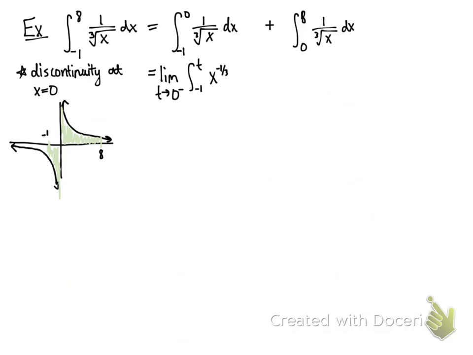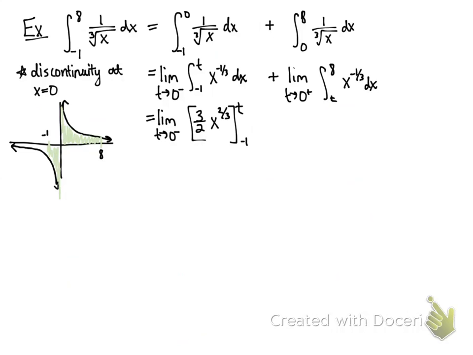Okay, that first integral, from -1 up to the discontinuity, we write that as the integral from -1 to t, and then let t approach 0 from the left. The second integral from 0 to 8, we have to do the integral from t to 8 and let t approach 0 from the right. So if the discontinuity x equals 0 is at the top of your integral sign, t approaches it from the left. If the discontinuity x equals 0 is at the bottom of your integral sign, t approaches it from the right.